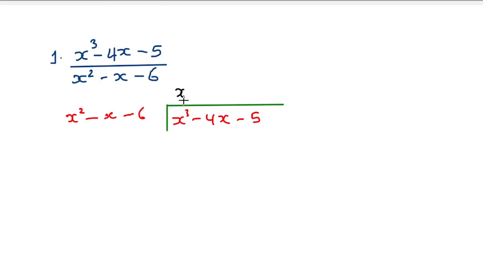Now multiply what you've gotten throughout this and write the answer under here. So x times x squared gives us x cubed. X times negative x gives us negative x squared. X times negative 6 gives us negative 6x. Then we subtract.